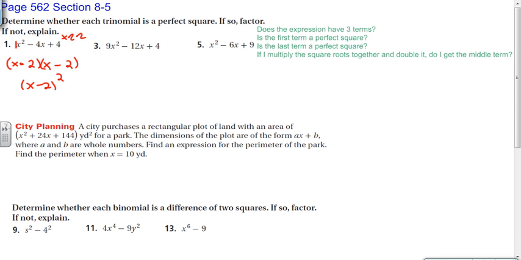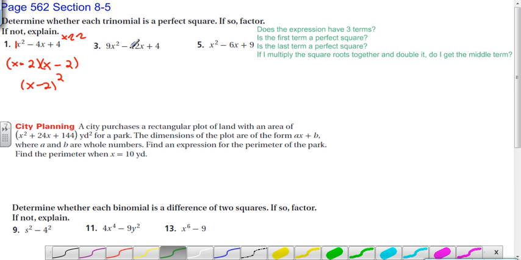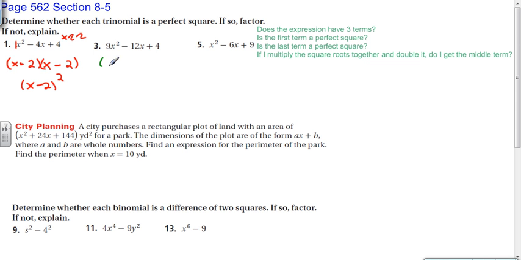Okay, if I go to number 3. Is 9x squared minus 12x plus 4 a trinomial? So does it have 3 terms? Yes. Is the first term a perfect square? Well, I can do the square root of 9 and get 3, so I can split 9 up into 3 and 3. I can do the square root of x squared and get x, so I can split that up into 3x and 3x.